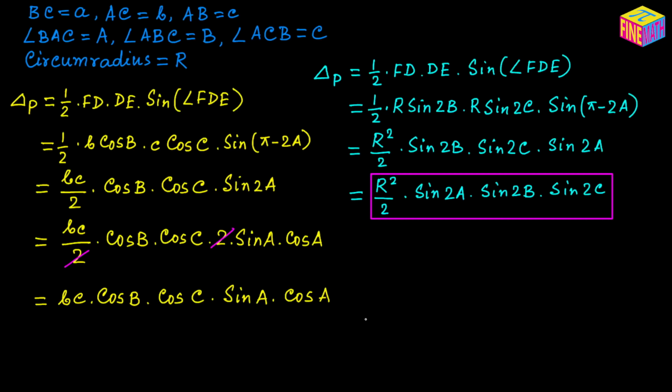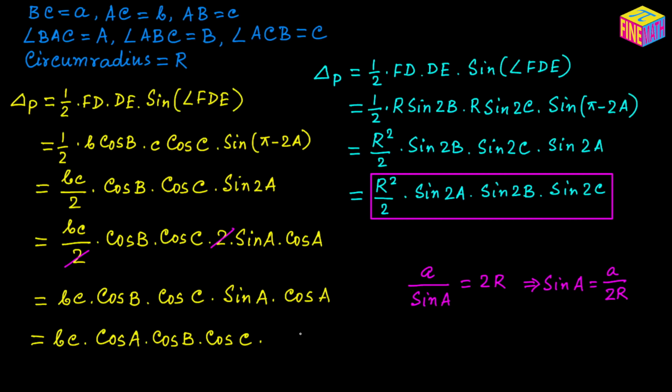And from the sine law, we know that a over sine A is equal to 2 times the circumradius, and from here we can say then sine A is equal to a over 2R. So in place of sine A, I am going to use that value a over 2R. So then this is going to look like BC times cosine of A times cosine of B times cosine of C, and then in place of sine of A, I am going to use a over 2R. Now we have to clearly understand what is a. a is actually one of the side lengths of the original triangle, and R is the circumradius of the original triangle, right? And from here let's convert this a little bit.